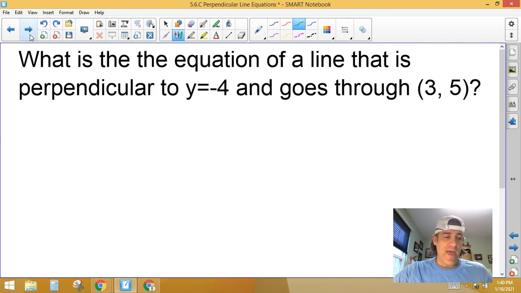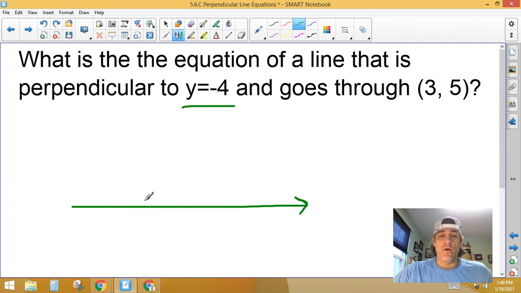Let's do a quick example of that. What's the equation of a line that is perpendicular to y equals negative 4, which is a horizontal line? It is a very straight line. But it goes through the point 3, 5. So I want one that's perpendicular to this. If it's perpendicular to a horizontal line, that means I'm going to need a vertical line.